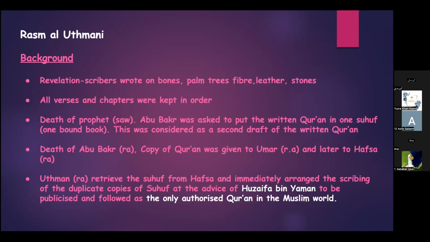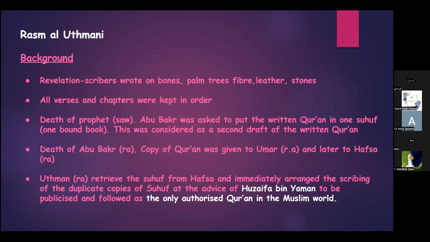Uthman radiallahu ta'ala anhu thought upon it, and then he decided to call upon the same Sahabi, Zayd bin Thabit radiallahu ta'ala anhu, and a few others, and decided to produce more copies of the Quran from the original one, which was under the care of Hafsa radiallahu ta'ala anha. So these companions, the scribes, made duplicate copies of the same suhuf.